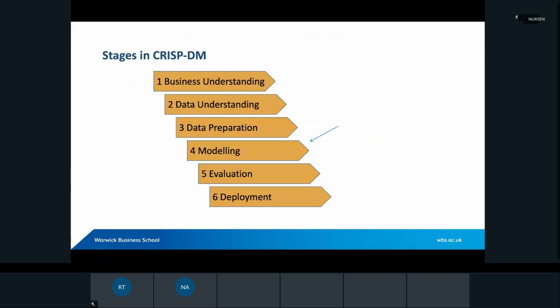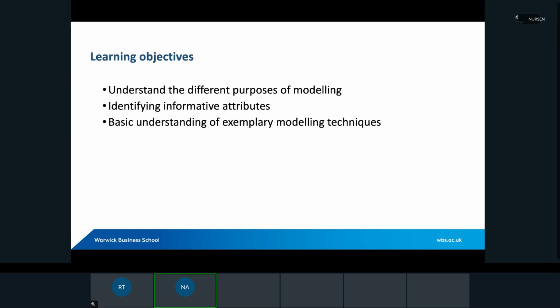In the past 2 weeks, we were discussing data understanding and data preparation, and now we are at one of the most important stages of the CRISP-DM methodology, which is modeling. Today, we are going to make an introduction, but still, we will discuss some of the steps from data preparation. The modeling stage is directly related to data preparation, and the things we are going to cover today are also relevant for the data preparation part.